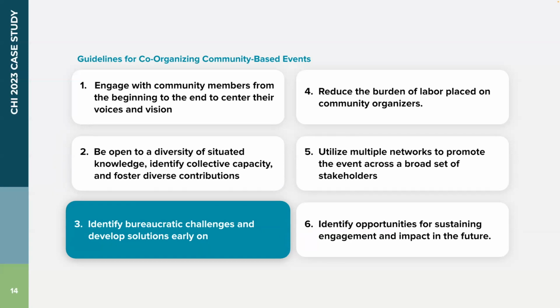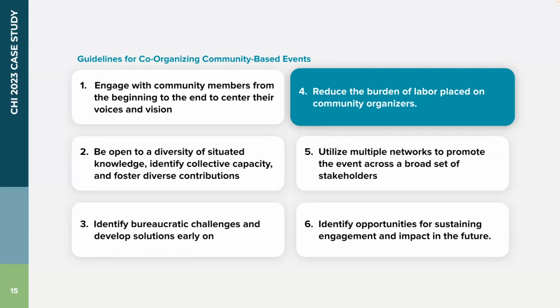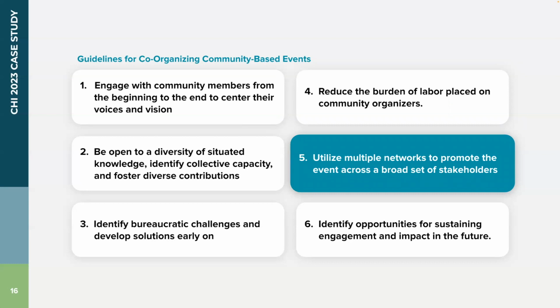Some potential steps involve communicating with various institutional entities, including the finance and human resource teams, to understand the ins and outs of the bureaucratic processes involved in setting up and executing the project. Next, reduce the burden of labor placed on community organizers. This may require an open communication to assess the needs and resources of the community organizers and areas in which they would like support. Next, utilize multiple networks to promote the events across a broad set of stakeholders.